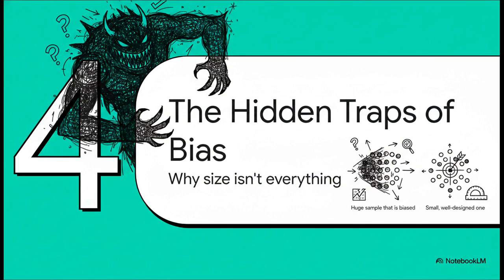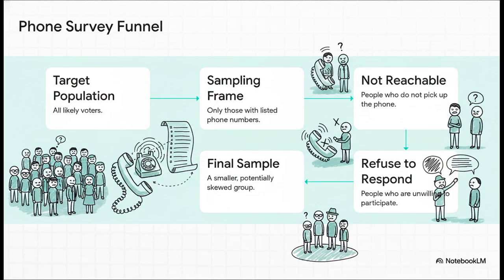Bias. Because let me tell you, a huge sample that's biased is so much worse than a small sample that's been designed well. This is a perfect way to see how bias just sneaks in. Think about a phone poll trying to reach likely voters. You start with your target, all voters, but right away, your sample shrinks. Your list only has people with listed phone numbers. Then, boom, it shrinks again, because a bunch of people don't pick up the phone. And then, boom, it shrinks again, because some people just hang up on you. By the end, the small group you're left with could look totally different from the population you wanted to study in the first place.